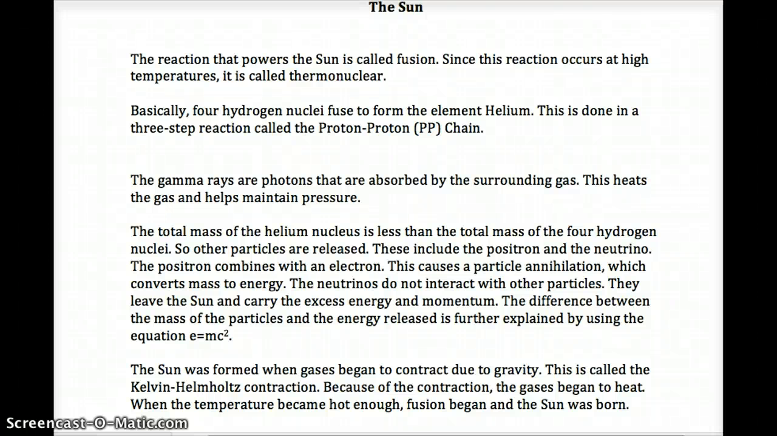The Sun. The reaction that powers the Sun is called fusion. Since this reaction occurs at high temperatures, it is called thermonuclear. Basically, four hydrogen nuclei fuse to form the element helium. This is done in a three-step reaction called the proton-proton chain.